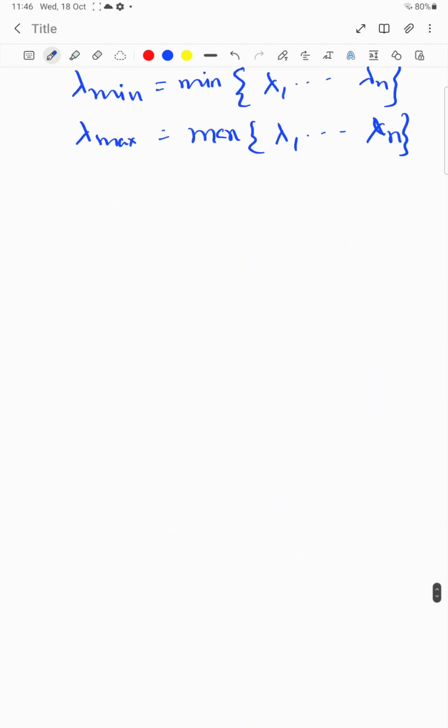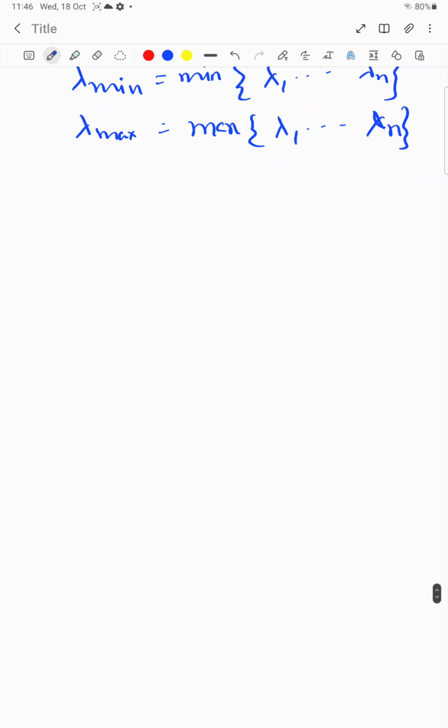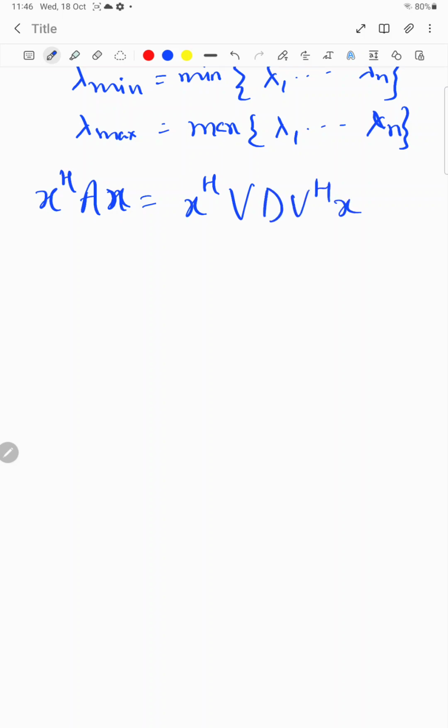Now, if we look at the quadratic expression x Hermitian Ax, since A can be expressed as V D V Hermitian, we'll use that here. And now V Hermitian x, let's call it y. So then this becomes y Hermitian D y.